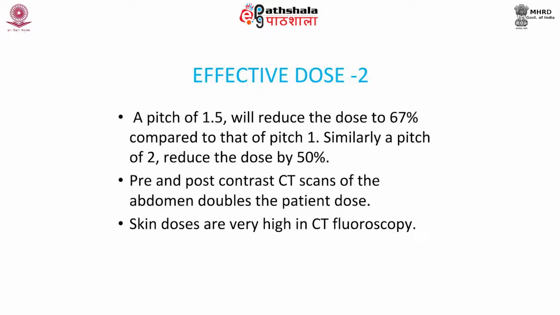A pitch of 1.5 will reduce the dose to 67% compared to that of pitch 1. Similarly, a pitch of 2 reduces the dose by 50%. Pre and post contrast CT scans of the abdomen double the patient dose. Skin doses are very high in CT fluoroscopy.